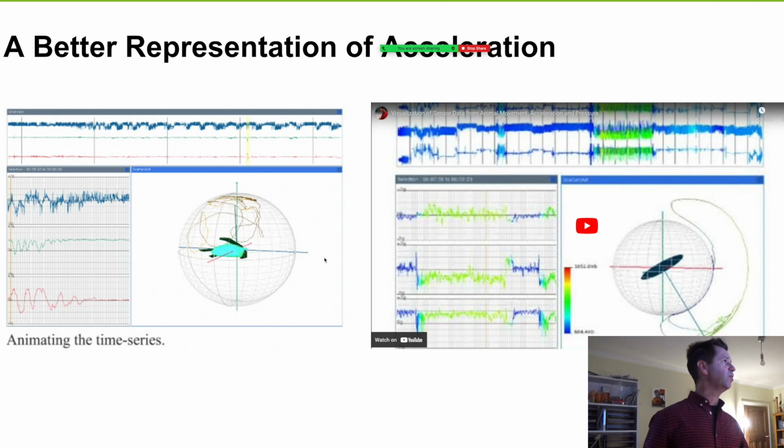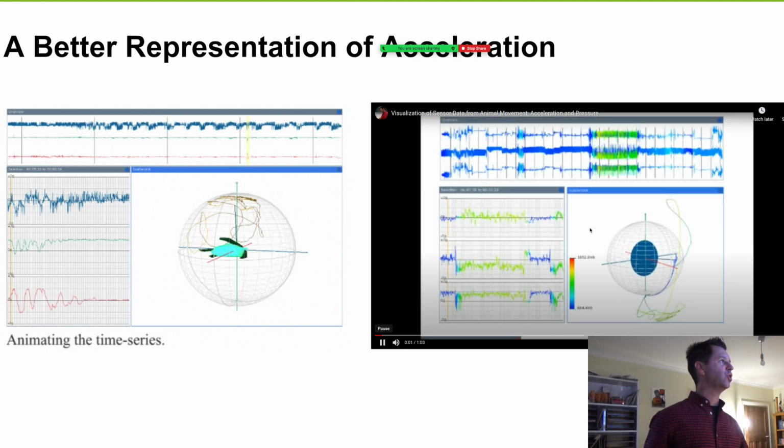So this is what we call a better representation of acceleration. So this is what it looks like. Here we can see, for example, the acceleration vector in red, and we can actually attach a model of the animal to the acceleration vector and see the orientation of the animal over time. And I have a video here that should show that. So here is the acceleration vector, and it's showing the orientation of the animal over time, actually. And here's what the animal looks like.